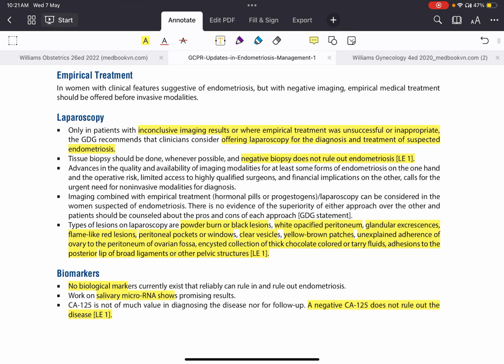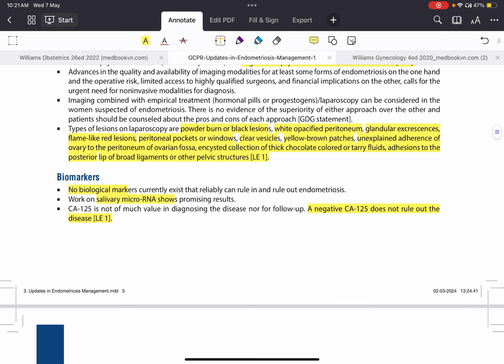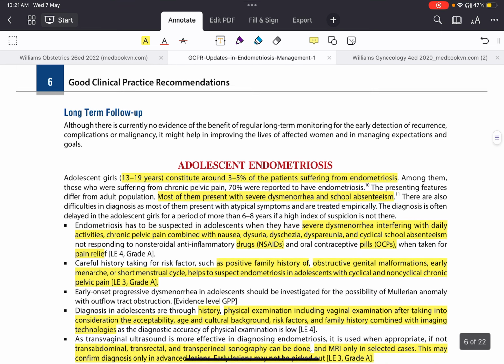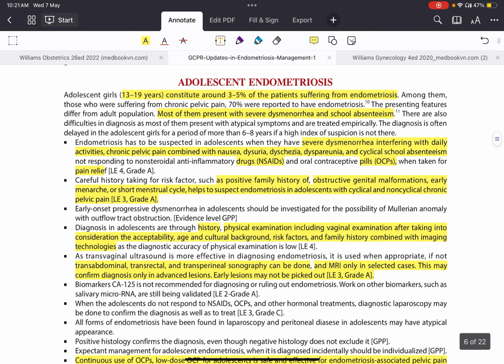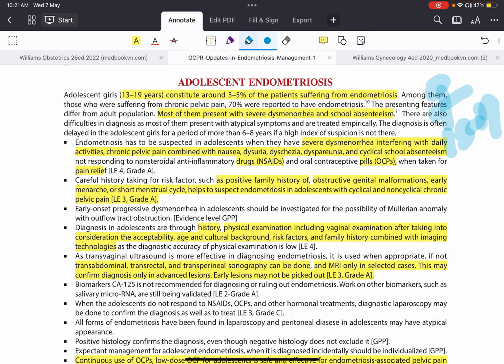Coming to biomarkers, there are no special biomarkers. CA125 is a non-specific one. Salivary microRNA is being tried. Next topic is adolescent endometriosis. Adolescent endometriosis is when the female is about 13 to 19 years of age and she's having endometriosis. It is considered about 3 to 5%. Severe dysmenorrhea with school absenteeism is seen. Severe dysmenorrhea involving daily activities, chronic pelvic pain, and all the pains will be present. These are not responding to NSAIDs or OCPs.